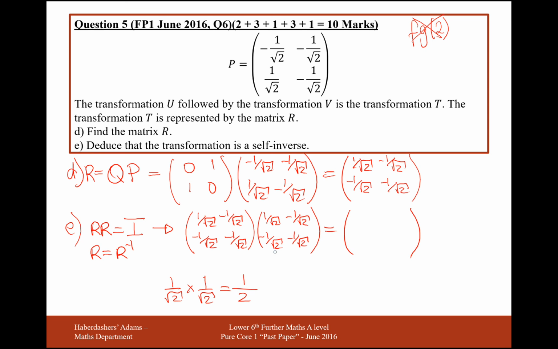So we get a half and another half, so that would be 1. Here we get minus a half and plus a half, so that will give us a 0. Here we get minus a half and plus a half, so that will give us a 0. And this will give us plus a half and another plus a half, so that will give us 1 here. So therefore, R is a self-inverting matrix.